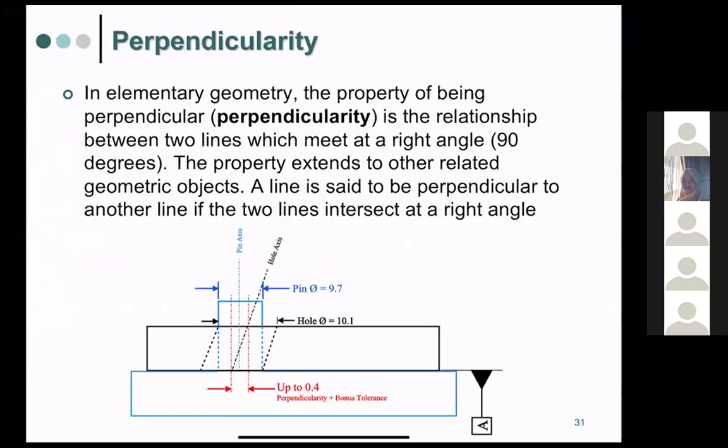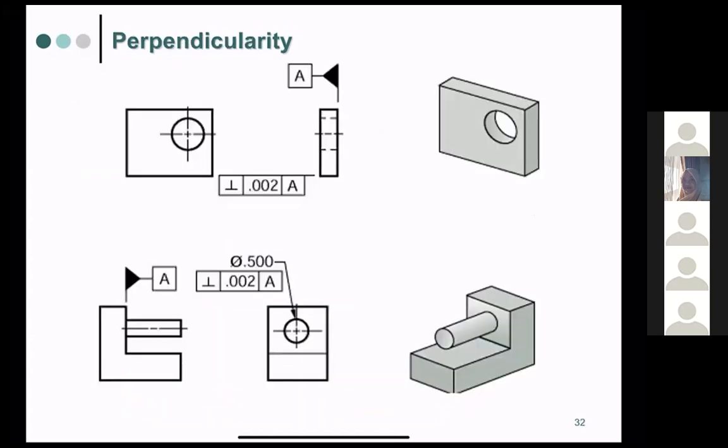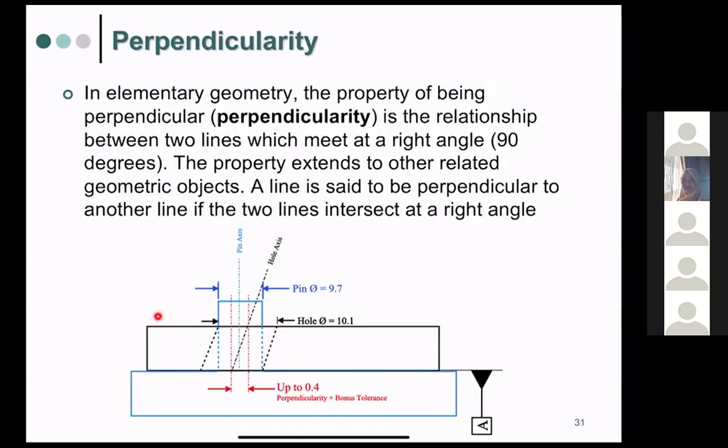All right, okay, and the next one is perpendicularity. So sometimes when we make things, for example, we want to make this blue part, and this blue part we need to put together with the other red part. If it doesn't have a good perpendicularity, sometimes one object can get stuck with the other. So that's why we have to make sure that we have perpendicularity, with also a little bit of bonus tolerance.